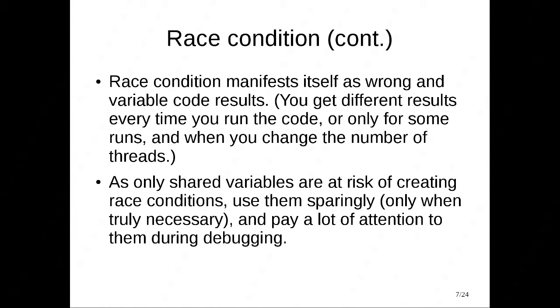And as I mentioned before, shared variables are the ones you really have to pay attention to, because they are the sole source of race condition bugs, specifically the part where a thread is updating the value of a shared variable. That's when you can create race condition bugs.